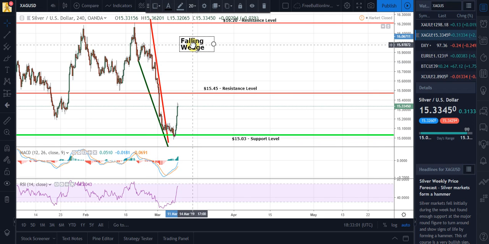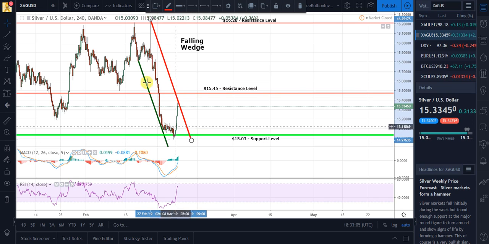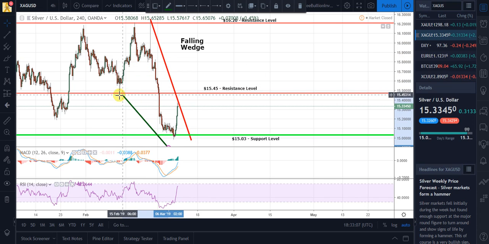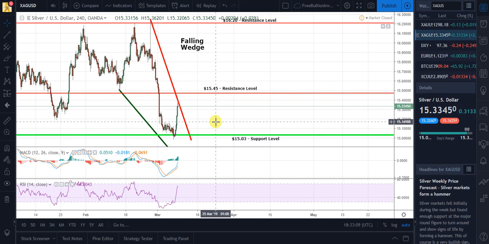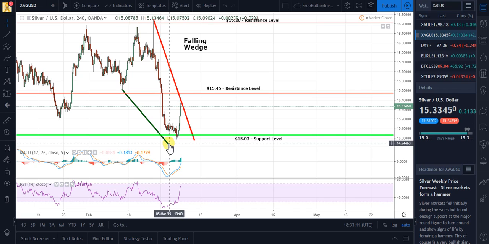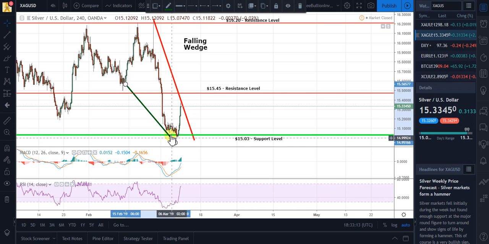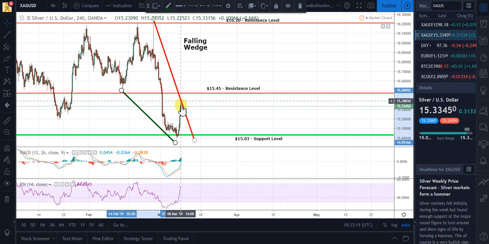For the outlook, we still have the falling wedge. It's a little broader this time, but it's still very relevant and can still be drawn. It's butted up against the high of Friday. Right here, you can see it's butted up against that high.